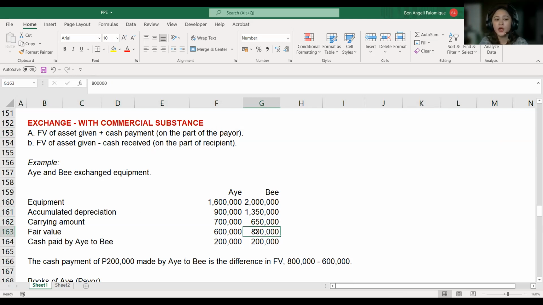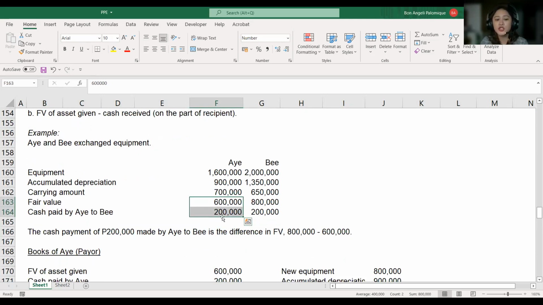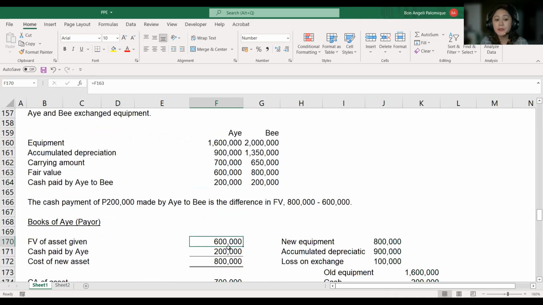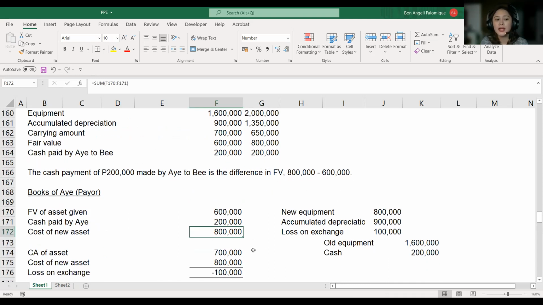So makikita mo, bibigyan kita ng 800,000 worth na equipment kung fair value yung titignan mo kasi fair value, sabi, diba? Sige, bibigyan kita ng 600 tsaka magdadagdag ako ng 200,000 para naman fair tayo. Parang ganun yung nangyari kay A and B. So sa books ni A, which is siya yung nagdagdag ng pera, ang cost ng equipment niya will be 600 plus 200,000. Kasi ito yung binigay ko, plus ito binigyan pa kita. So, meron akong 800,000 na nilabas.